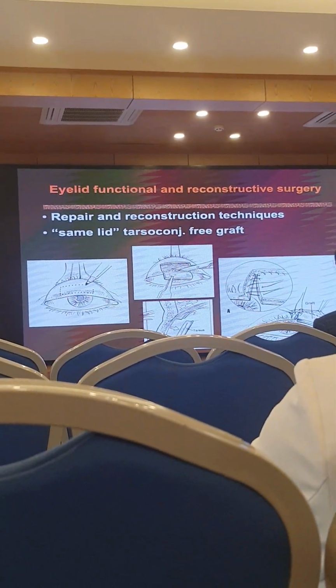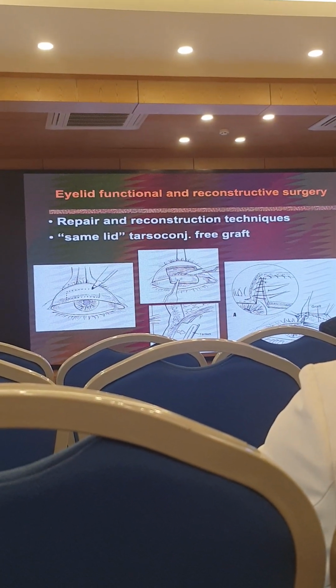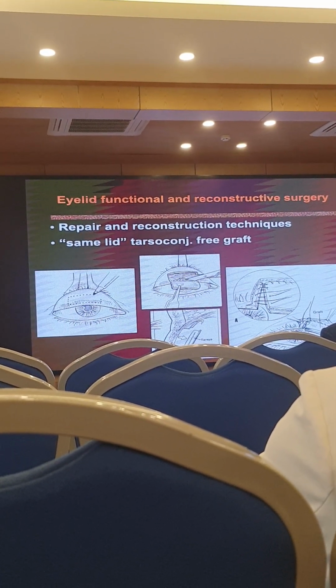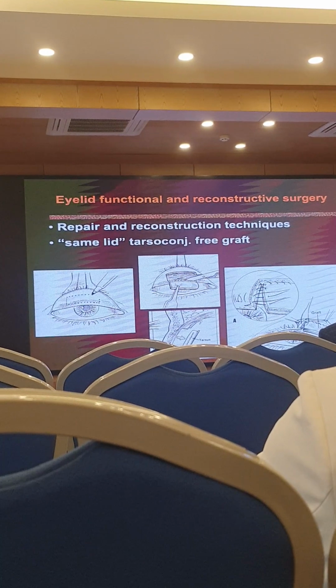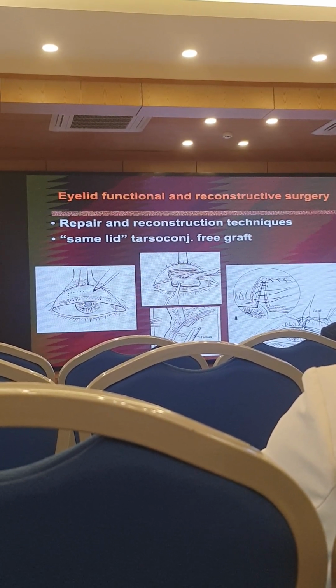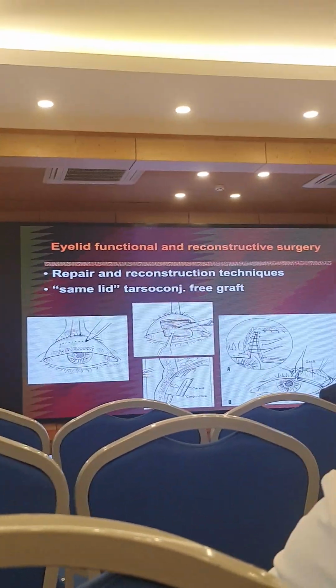Now, this is called a same lid tarsoconjunctival flap. It's similar to a Hughes procedure, but you're using it to reconstruct the same lid. So you take tarsoconjunctiva from the medial upper lid and swing it over to the lateral upper lid.